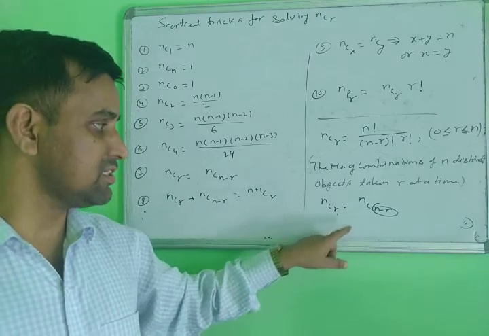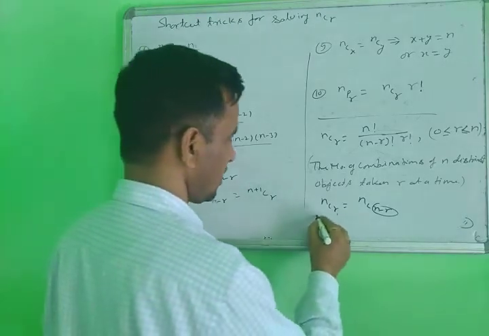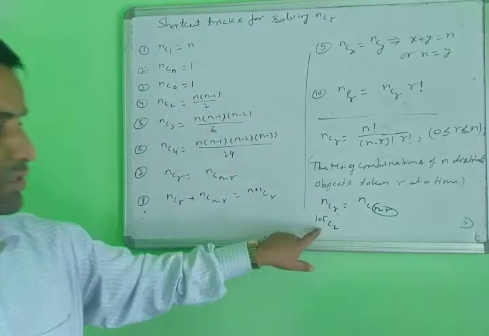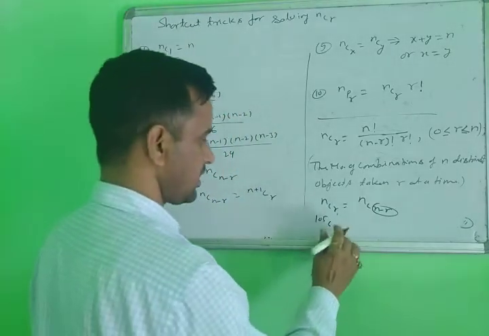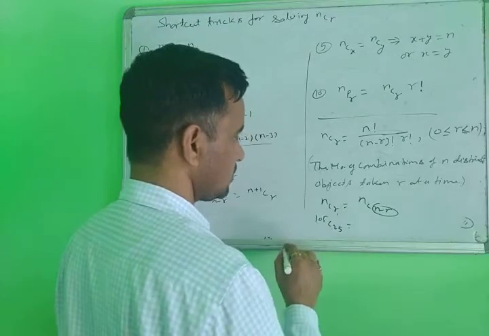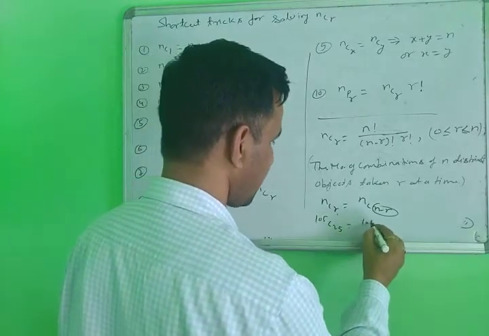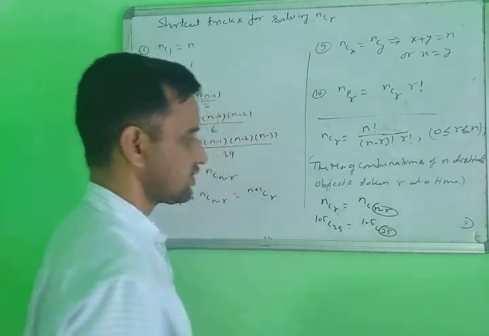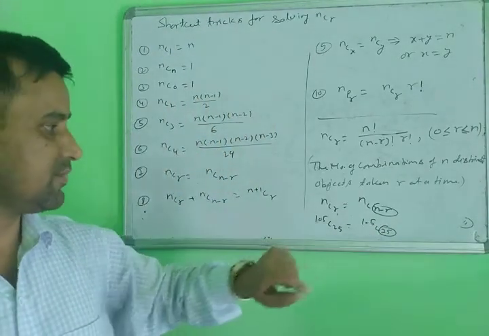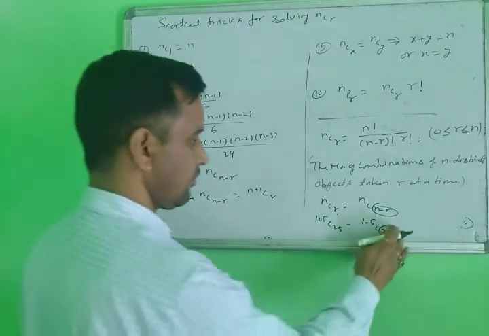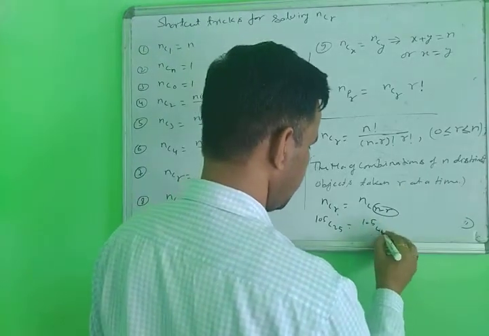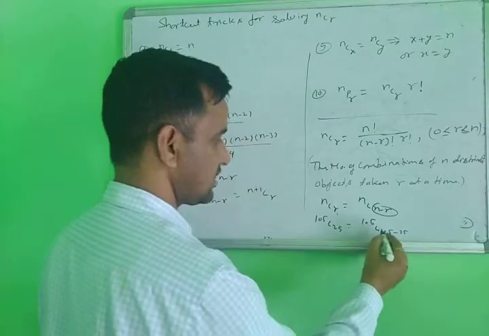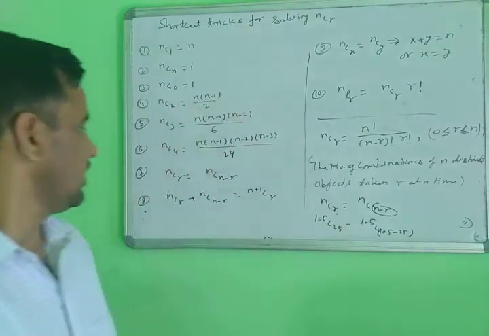When your data is very large, suppose you have 105C2. So how to solve this question? Suppose you have 105C75 or 105C25. How to solve this? You can write here 105 minus 75. Then your question becomes very easy. 105 minus 25, then you will get the correct answer.